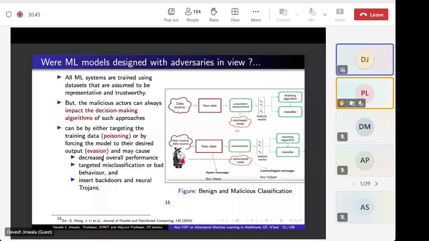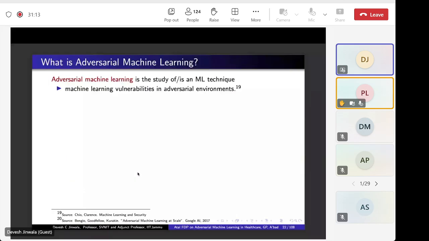So in adversarial machine learning, the goal is to either decrease the overall performance, or target misclassification, or induce bad behavior, or insert backdoors and trojans in the system. But this entire different behavior gives rise to different taxonomies of adversarial machine learning attacks. We'll come to that taxonomy slightly later on.